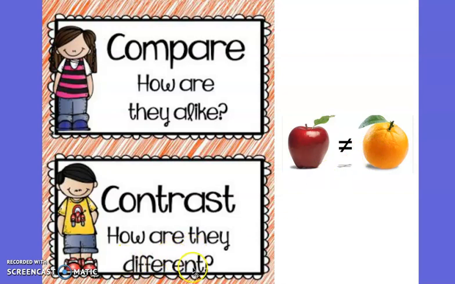But how are they different? Let's see. This is an apple. Is this an apple? No. This is an orange, so they are different. This is a fruit, but this is an apple. This is also a fruit, but it is an orange. So they are alike because they are fruits, but they are different because this is an apple and this is an orange. They are not the same fruits. They are different.